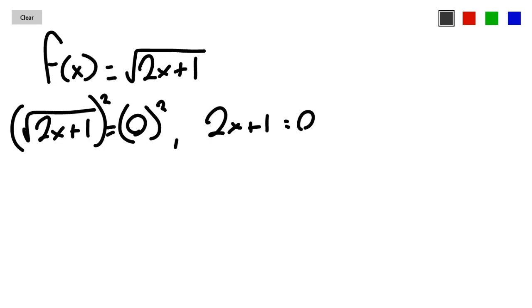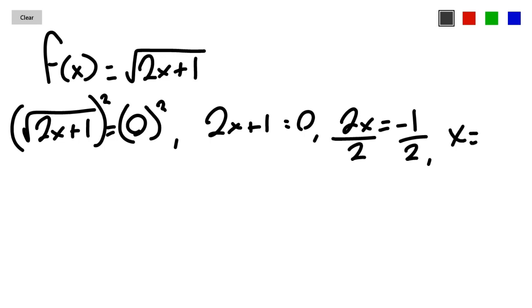So I subtract 1 from both sides, and I have 2x is equal to negative 1. And then when I divide by 2, I see that my 0 is x is equal to negative 1/2. If I plug in negative 1/2 here, I'm going to get 0 out for f of x.